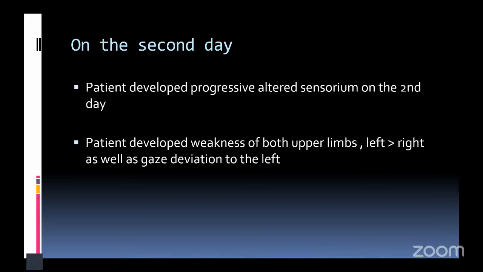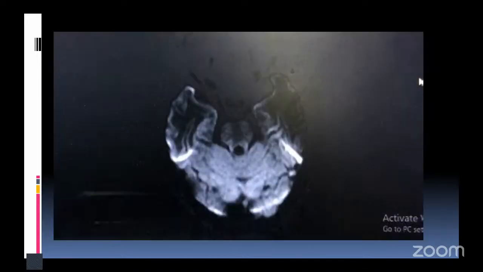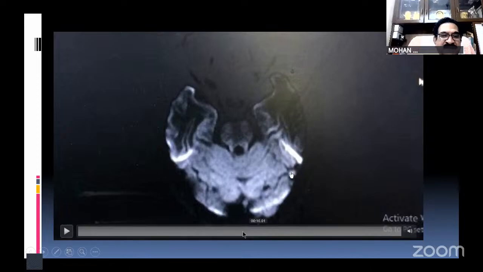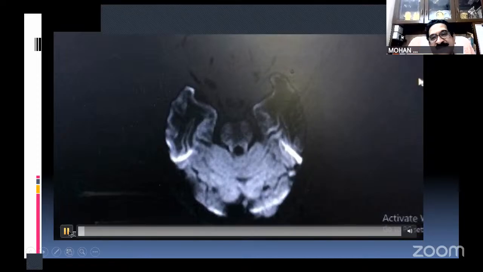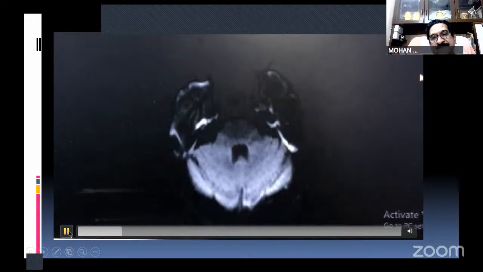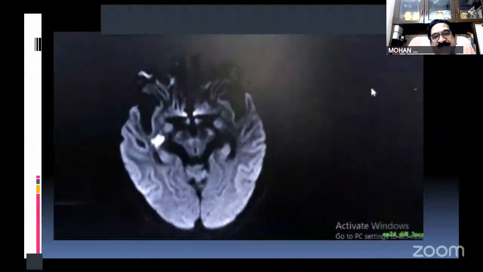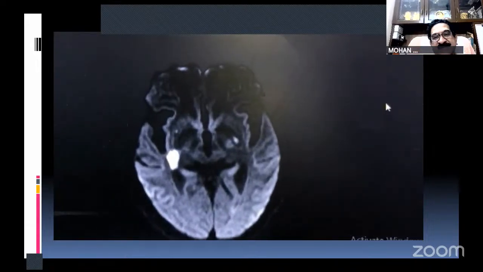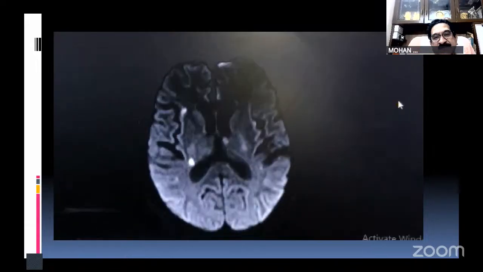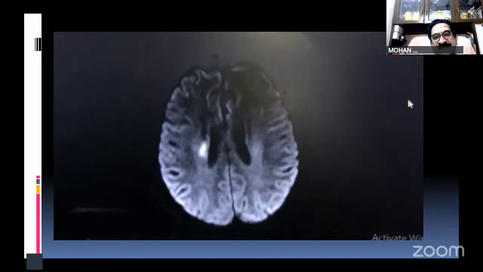TB vasculitis. Or yeah, hypertension. Another part. So repeat MRI showed this. This repeat MRI. The infarct here in that area. That is the area where the anterior choroidal artery is supplying.